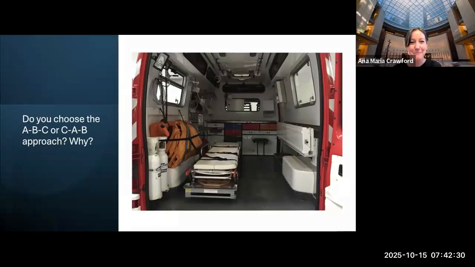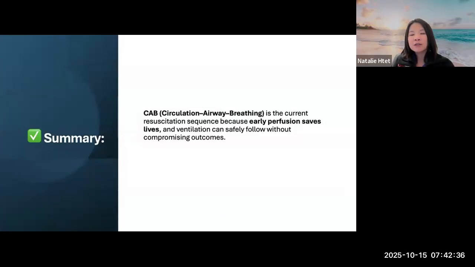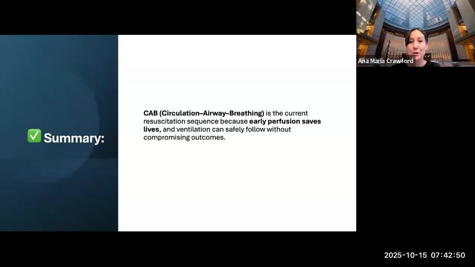That's right. Okay, so maybe we could summarize quickly the CAB one more time. Yeah, so circulation first, then airway and breathing is the current resuscitation sequence because early perfusion saves lives and ventilation can safely follow without compromising outcomes. And particularly that coronary perfusion you mentioned.